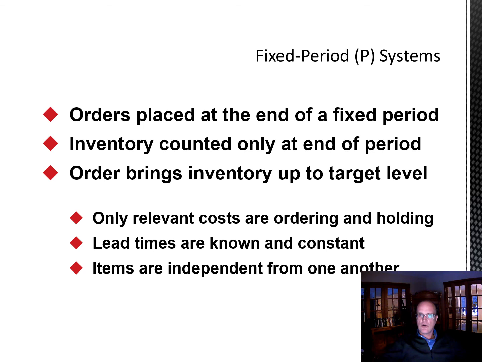There are also what's called fixed period systems, which I'm going to spend a little bit less time on, but I thought I would introduce here. In this case, you place orders at the end of a fixed period, so you say we are going to place a weekly order, and you count inventory at the end of the period and then decide how much to order, and you order enough to bring you up to a specific target level. And so in this case, the only relevant costs are ordering and holding costs. Lead times are known and constant, and we'll talk about uncertainty in a separate video. And items are independent from one another.